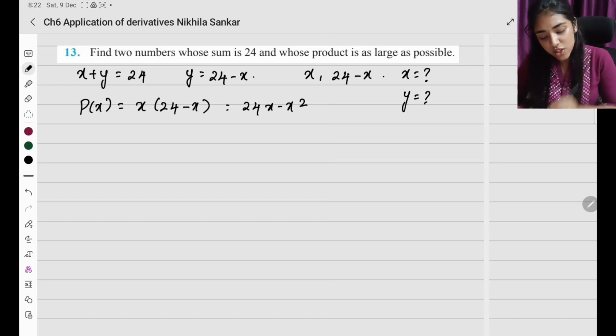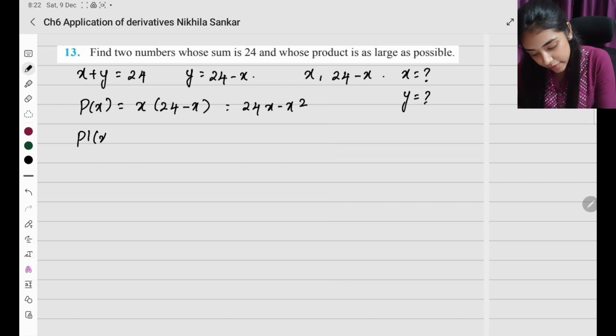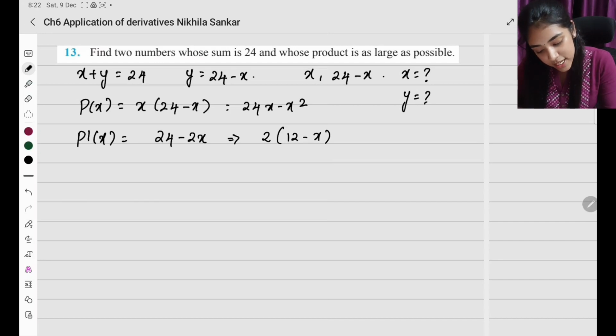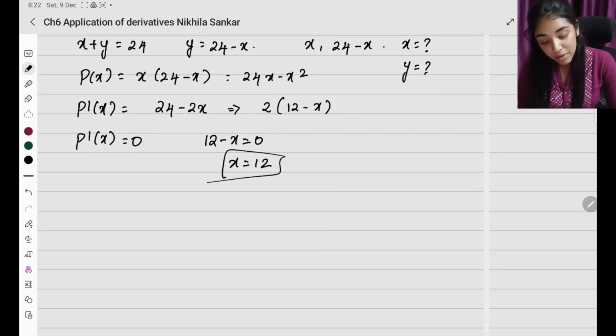Okay, so let me find out x. How will I find? First I have to differentiate. So this is going to be 24 minus 2x. When I take 2 outside, it is going to be 12 minus x. So when I equate p dash of x equals 0, 12 minus x equals 0, x equals 12. Maximum value on எப்படி தெரியும்?